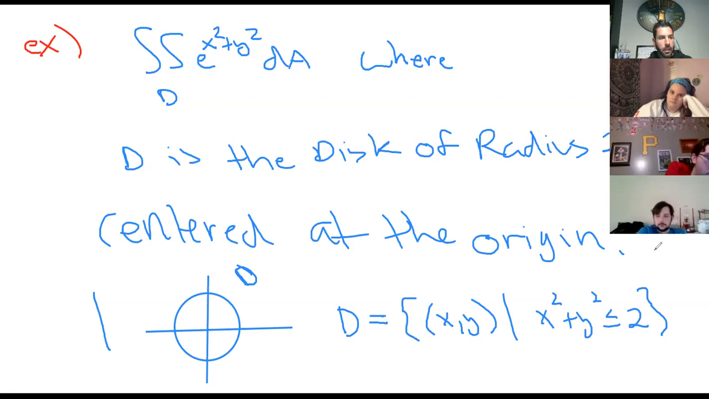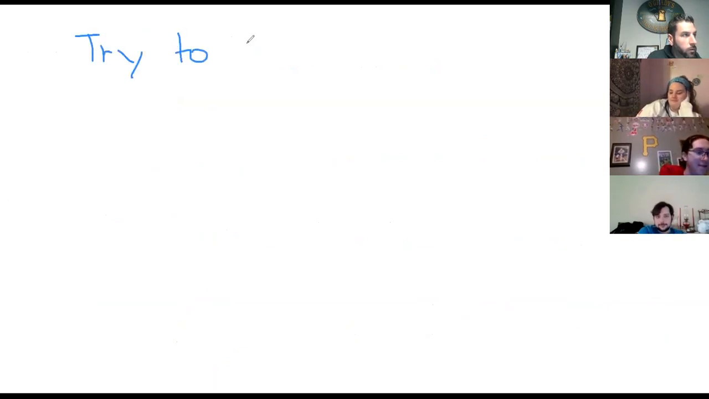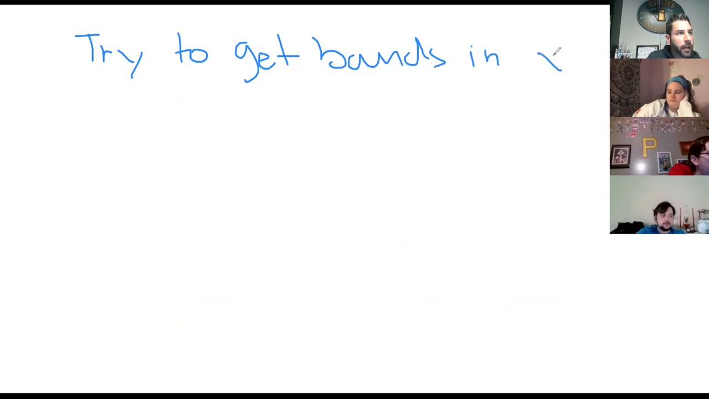Now, if you go and try to set this integral up using x's and y's, you're going to run into a pain. The bounds would be really difficult. Try doing it. If you want a good motivation for why we're doing this, try to get the bounds in x and y.